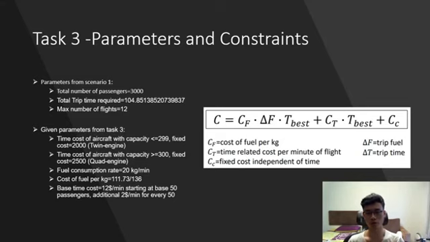For example, the fixed time cost may vary from 2,000 to 2,500 depending on the aircraft's capacity. The aircraft capacity also determines the type of aircraft, whether it's a twin-engine or quad-engine plane. In terms of base time cost, starting at $12 per minute, every 50 passengers more would cost an additional $2, topping out at a maximum of 450 passengers.